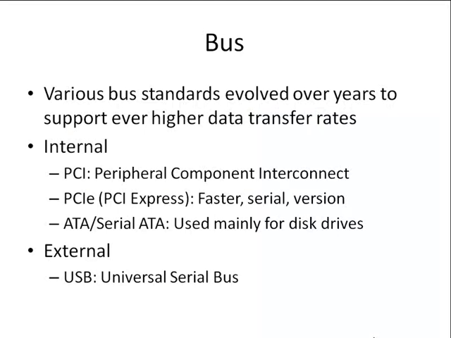There are a range of different bus standards that have evolved over the years to support ever higher data transfer rates. Internally, there are PCI, Peripheral Component Interconnect, and PCIe, which is PCI Express, a faster serial version, and ATA, or Serial ATA, which is mainly used for disk drives. And externally, you have something like USB, the Universal Serial Bus. So a computer bus can be internal, a component of the motherboard, or it can be a link to something external, such as USB.